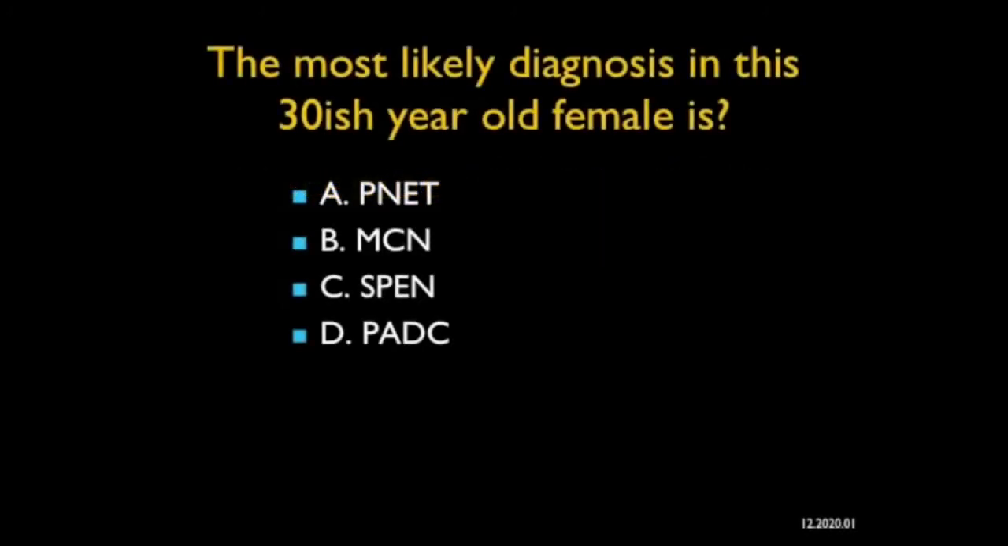In this case, what's the most likely diagnosis in a 30-ish-year-old female? You have to like the answers I gave. They're all kind of eponyms. Peanut, MCN, SPEN, and PADC. Oh yes, PADC is Pancreatic Adenocarcinoma, just in case you didn't know what a PADC was.